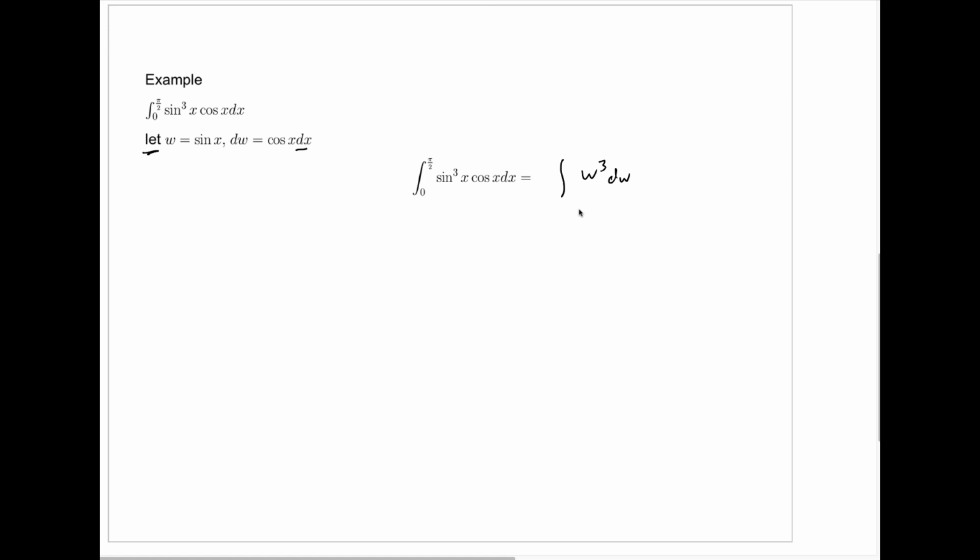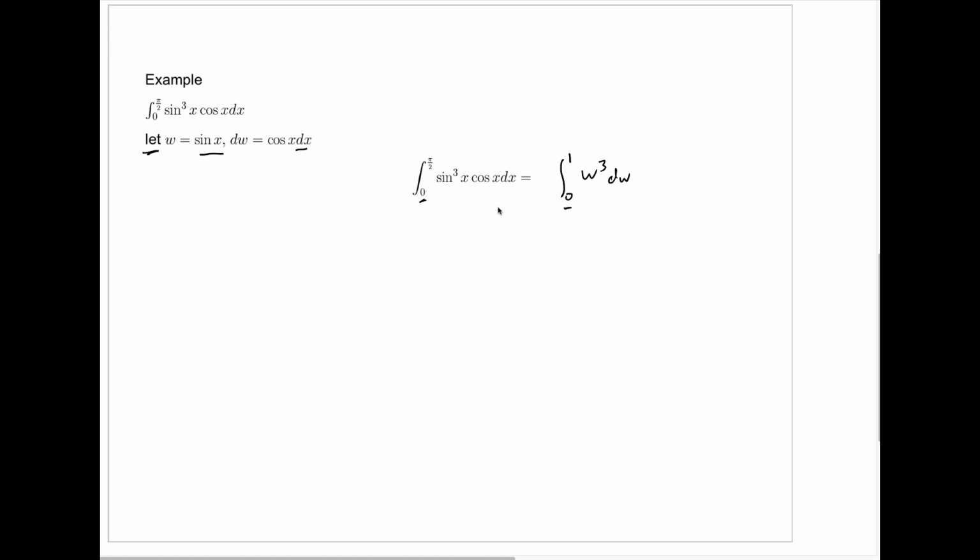And what are the new limits? Well, we have to ask ourselves, when x is 0, remember this means x equals 0, what is w? Well, w is sine x, so we have sine of 0, which is 0. So don't think I just left the limit alone. I changed from x equals 0 to w equals 0. Then we ask, when x is pi over 2, what is w? w is sine pi over 2, which is 1.